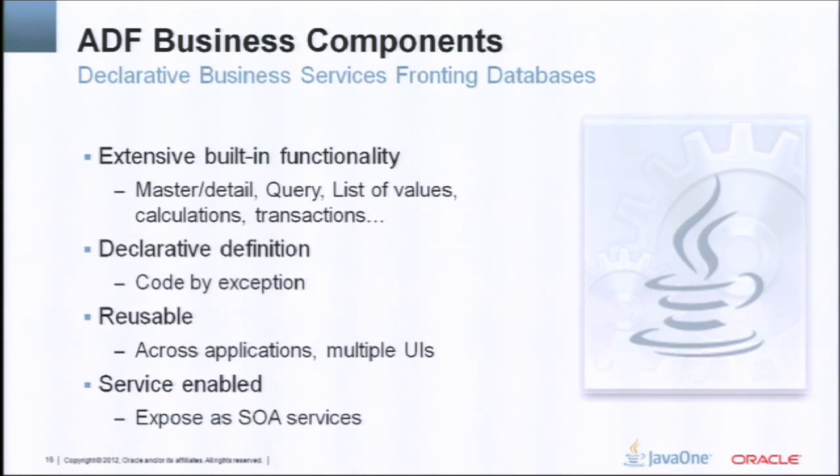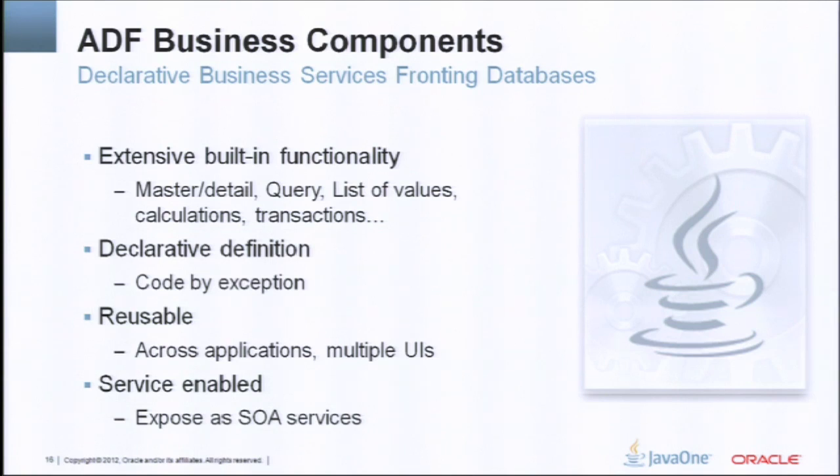Then there's the layer called ADF Business Components, and this layer is responsible for building business services that access relational databases. The goal here is to give you the most out-of-the-box functionality that you need in a declarative way. So you can go ahead and create master detail synchronization and list of values and calculated fields and validations, all without writing low-level Java code. You just point and set some properties and you're done. You have a business service that can communicate with the database, and you only did a declarative definition.